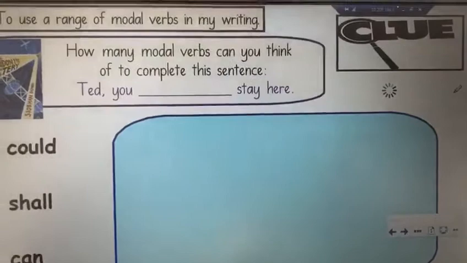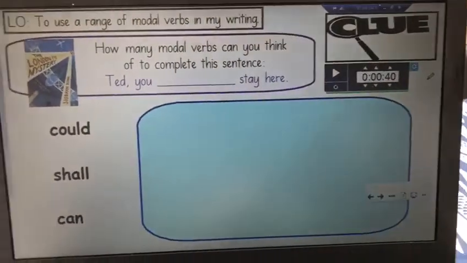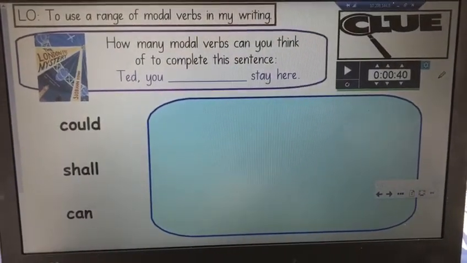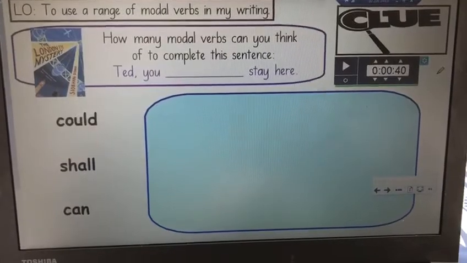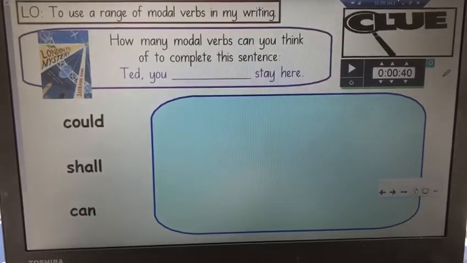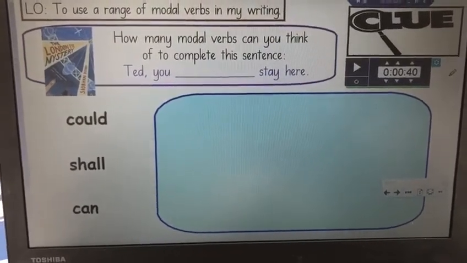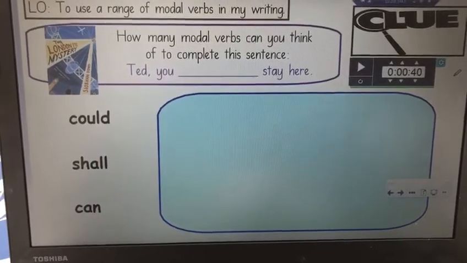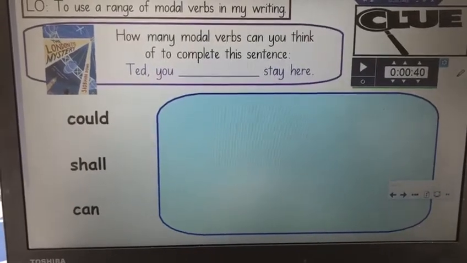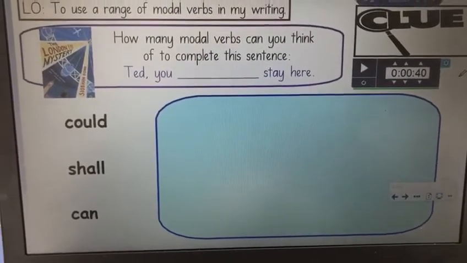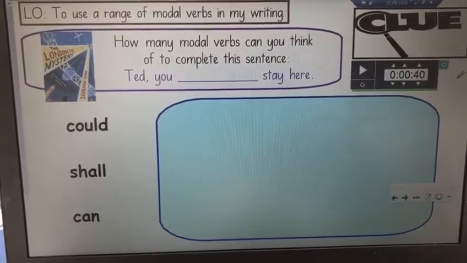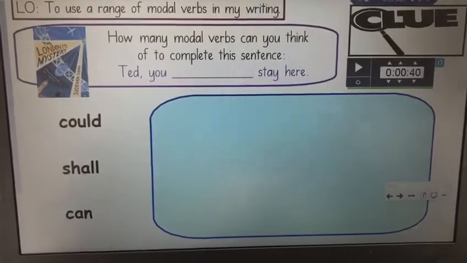Now, here's your first task. You can stop the video when you are ready. I want you to identify as many modal verbs as you can that could complete this sentence. So, Ted, you stay here. What words might be able to go in the middle of that sentence? And there are some examples on the side there. Ted, you could stay here. Ted, you shall stay here. Ted, you can stay here. So, pause the video, give yourself about 40 seconds and see how many other modal verbs you can think of that could go in there.